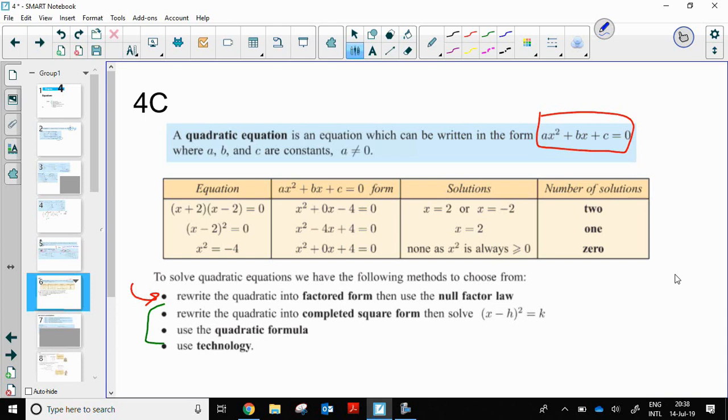Now, the truth is there's no quadratic out there that you shouldn't be able to work out by hand. However, we're going to talk about using technology in this video just to preview it, because later on in the course, when we have more complicated types of equations, we're going to need to know how to use it.